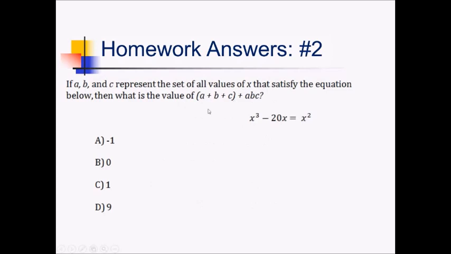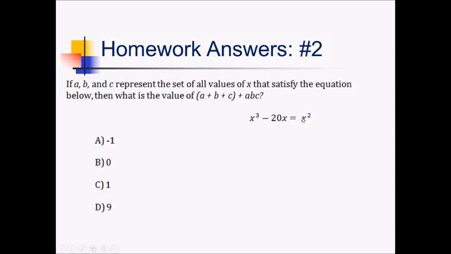So for this problem, a little bit outside the box here, if a, b, and c are the x values that satisfy this equation, we want to know the value of a plus b plus c plus abc. So basically we have to solve this thing, get the three answers, and then plug them into this kind of format. Alright, so first thing to do to solve this, I need to get this zeroed out.